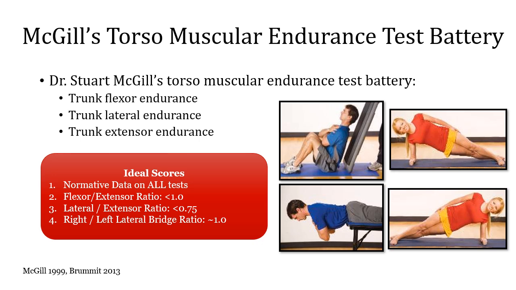The ideal scoring of the test battery is not only hitting the normative data, but also having sufficient ratios between the flexors and the extensors, and the lateral stabilizers and the extensors. The right and left lateral bridge, or lateral plank, ratio should be 1-to-1. You'll notice that the extensor endurance should consistently be the longest of all the tests, with the highest ratio relative to the lateral bridge endurance.